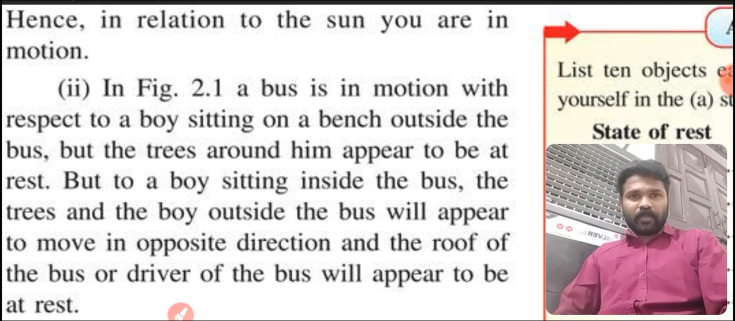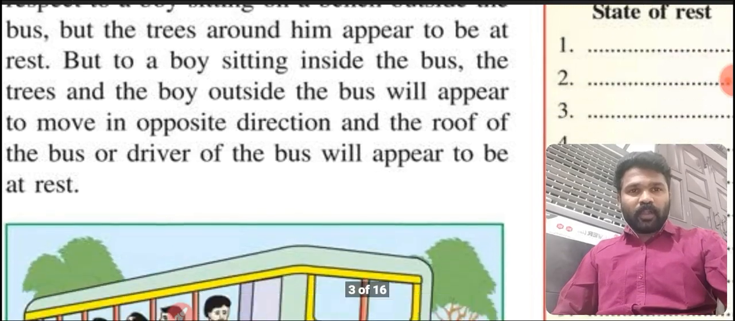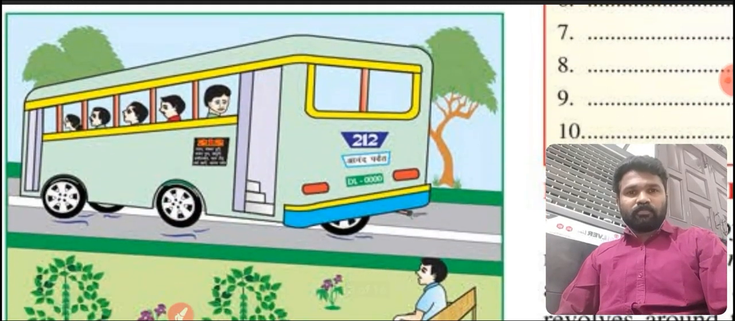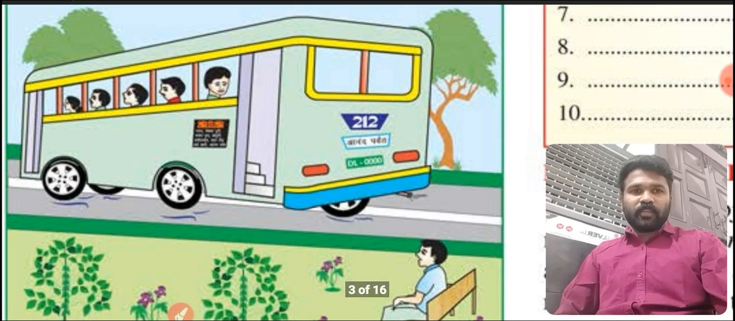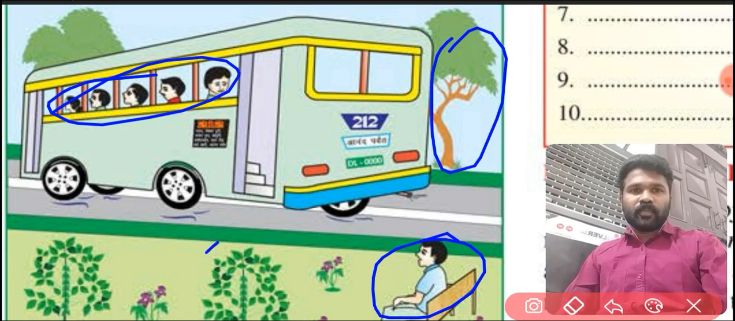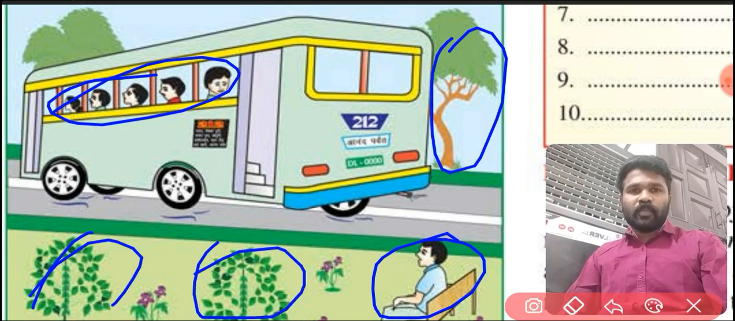Then second example, in figure 2.1. Okay, in figure 2.1, many travelers are there, they are sitting, passengers are there, they are sitting inside the bus. Okay, one person is sitting outside. Some are sitting here, trees are there, plants are there. Okay, you can see, you can observe.